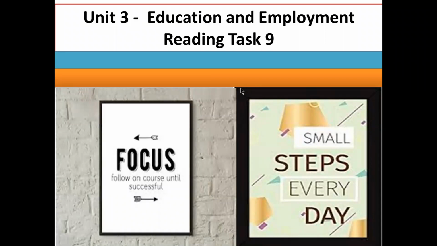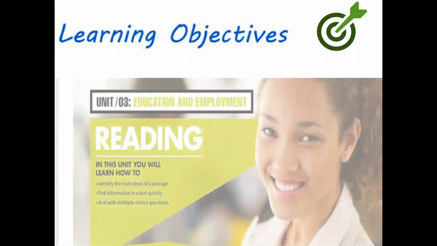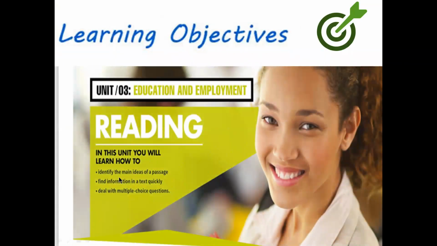In this video, we are going to do Unit 3, Education and Employment, Reading Task 9. Let's take a look at the objectives again. You've practiced skimming and scanning techniques in the previous tasks. Now you're going to use these techniques to identify the main ideas and to find information in a text quickly to answer multiple choice questions.